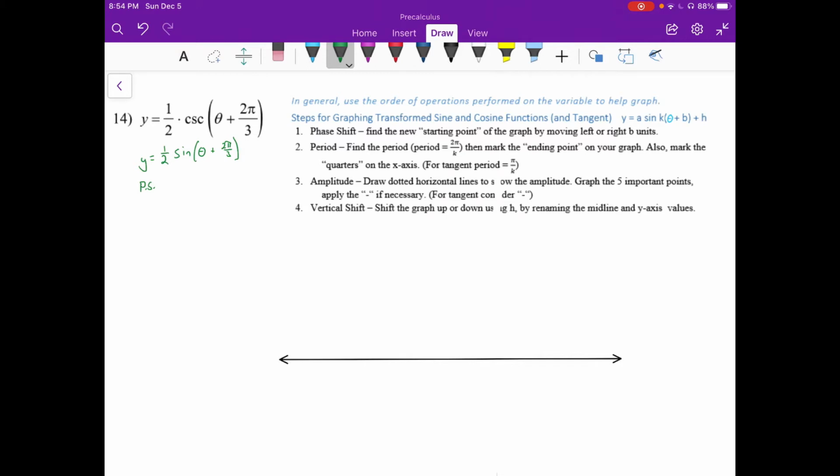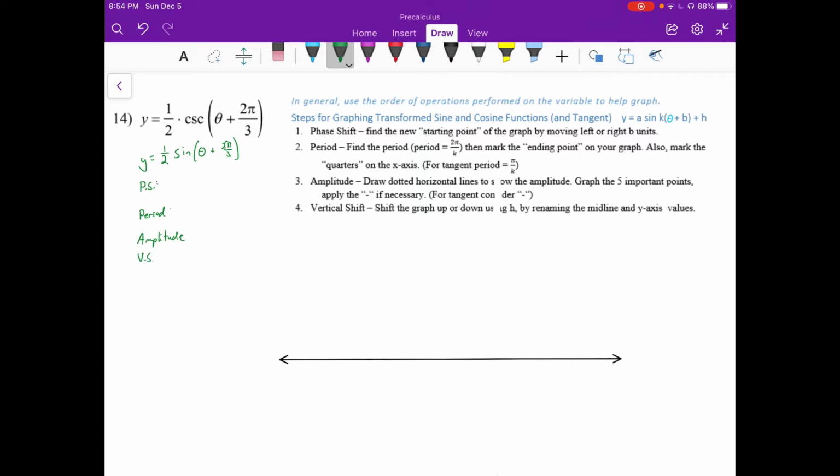So we'll have a phase shift. We will have period, amplitude, and vertical shift.